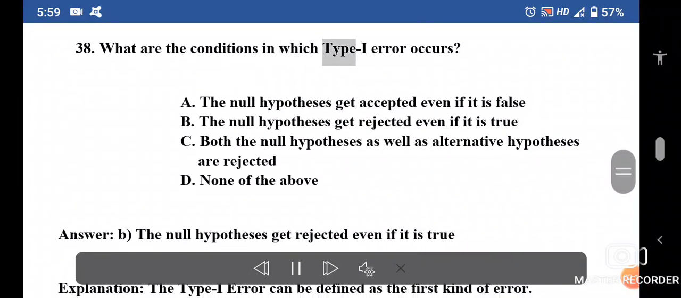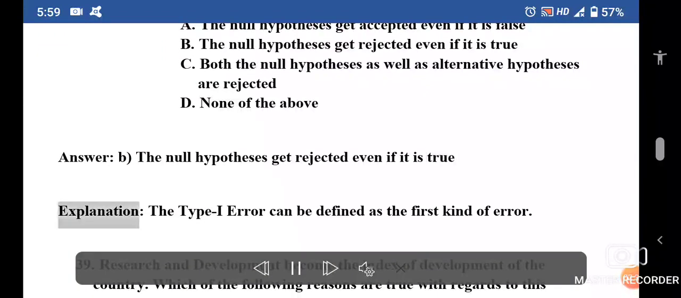What are the conditions in which type 1 error occurs? The null hypotheses get accepted even if it is false. The null hypotheses get rejected even if it is true. Both the null hypotheses as well as alternative hypotheses are rejected. None of the above. Answer B. The null hypotheses get rejected even if it is true. Explanation: The type 1 error can be defined as the first kind of error.